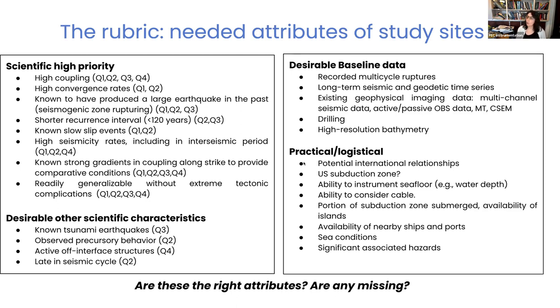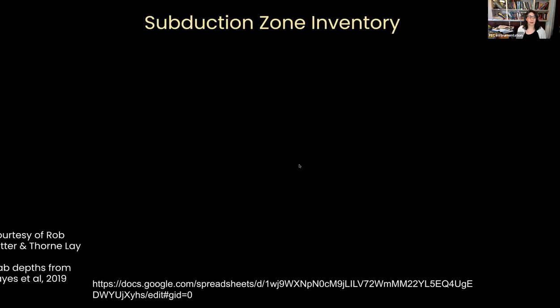We really want feedback in these breakout groups and through the survey afterwards and through emails on whether or not these are the right attributes. What are we missing? Do we have this right? Because this rubric is going to become very important. And so we'd like your feedback on it. And then next slide, please.